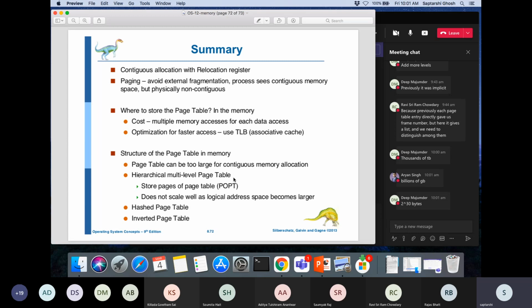So if we say 2 to the power 64, that means a huge number of GBs. Okay, so 2 to the power 32 GBs, that's actually thousands of TBs. Do you see, does any question come to your mind? We are talking about 2 to the power 64 logical address spaces. Does any question come to your mind?